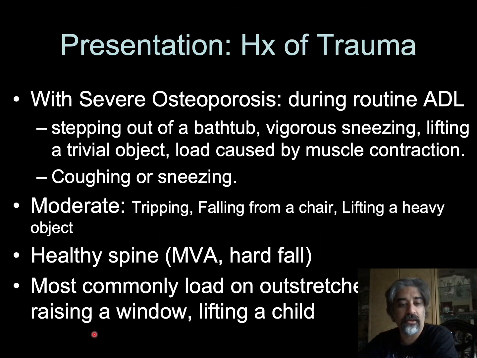So if we look here, actually going to go up here. So with a healthy spine, you need a pretty significant impact, such as a motor vehicle accident or a hard fall. With moderate osteoporosis, tripping, falling from a chair, even lifting a heavy object, or raising a window might do it.